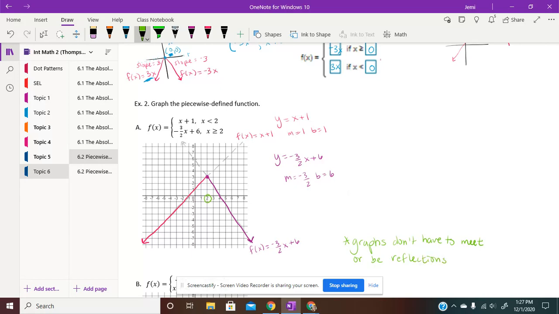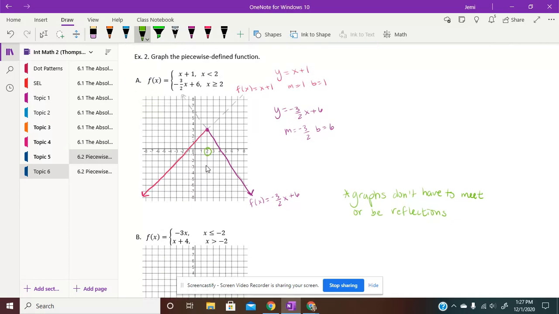Now in example 1, my left-hand side and my right-hand side was a reflection. And example 2a, this is not a reflection. It's really close, I know. But I have a slope of 1 and a slope of negative 1.5. So they're not the same. The graphs also don't have to meet the same point. So we're going to do the same thing for B that we did for A. And these ones are actually not going to touch. They're not going to overlap at all.